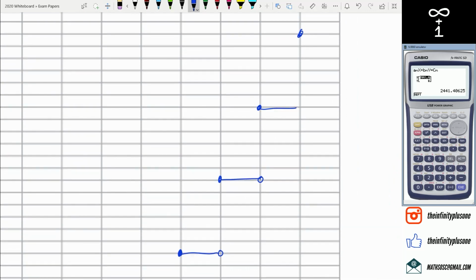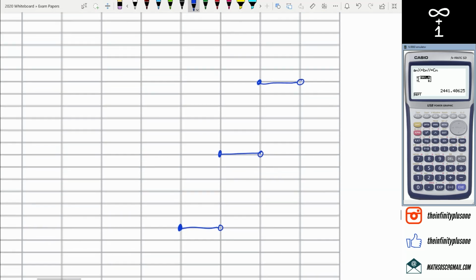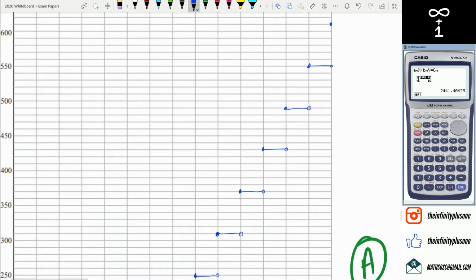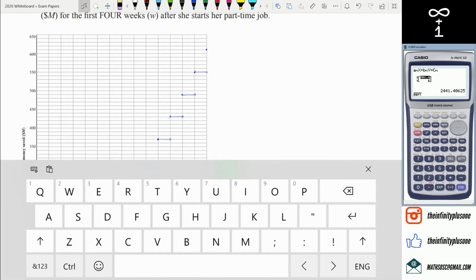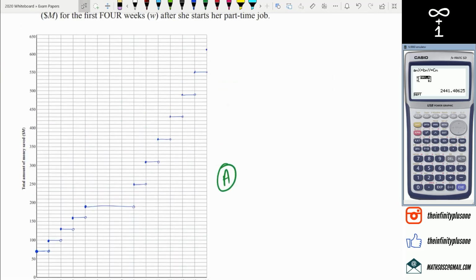And because she's getting a pay rise, it is going to be a little hole there, and it's like it jumps through. So basically the filled dot means that she's getting paid, and the open hole means that the graph is jumping through. So this is what you're going to have to look at for part B to get an Excellence. To get an Excellence, you have to have a step graph with correct endpoint indicators.